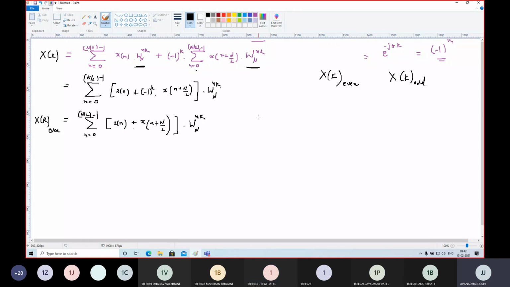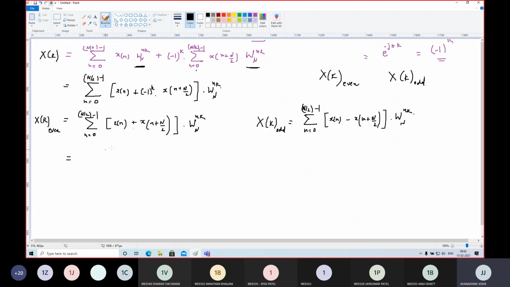And similarly, I can write down for the odd values of X of k, and this is going to be equal to the sum over n equal to 0 to N/2 minus 1 of x of n minus x of n plus N/2, times W_N raised to nk. And you know the reason, right? Minus 1 raised to k is minus 1 for odd values of k. So this is also correct.